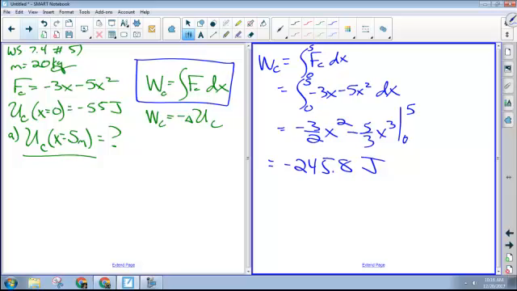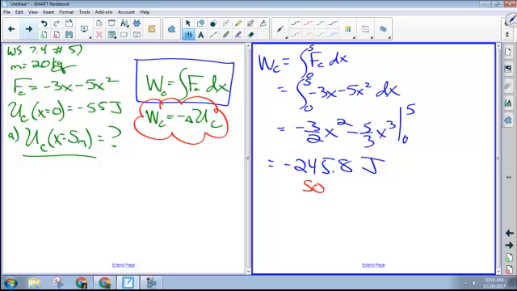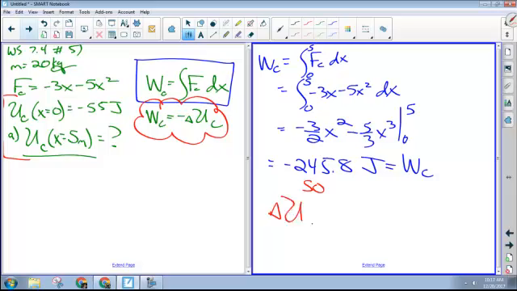All right, so what this represents is not exactly the change. This is the work done by our conservative force. But I somehow need to relate that to potential energy, right? So if the work done by my conservative force is negative 245, that means my change in the potential energy due to that conservative force is what? Positive 245.8 joules.